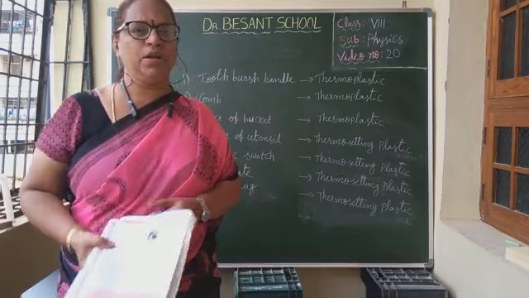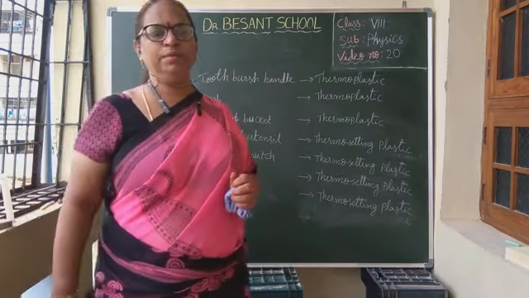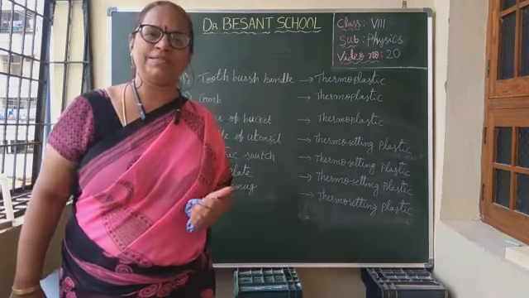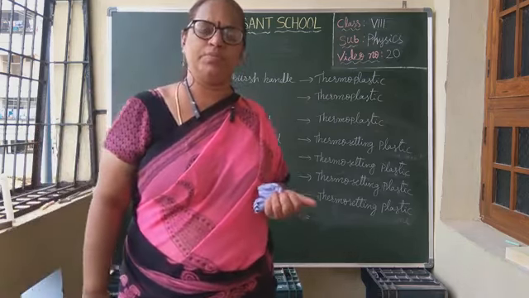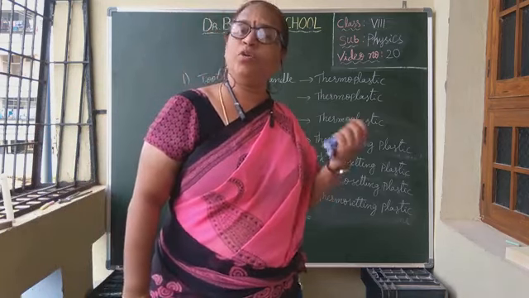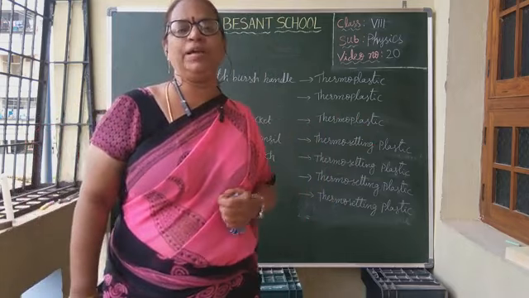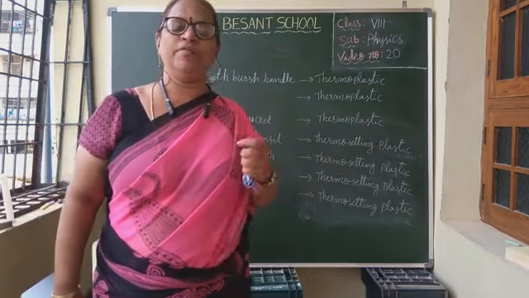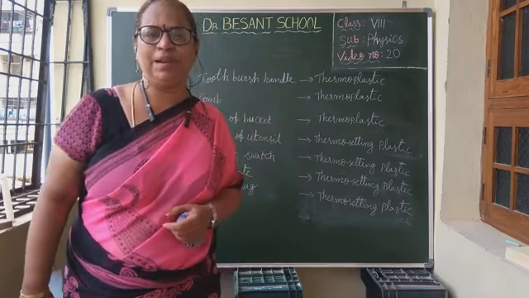Okay, children. So I hope you are clear with today's session. What we learned? We learned more in detail about thermoplastics and thermosetting plastics. What is thermoplastic? What is thermosetting plastic? How are the monomers arranged in them, and their examples? And also we carried out an activity to find whether a plastic material is a thermoplastic or thermosetting plastic.